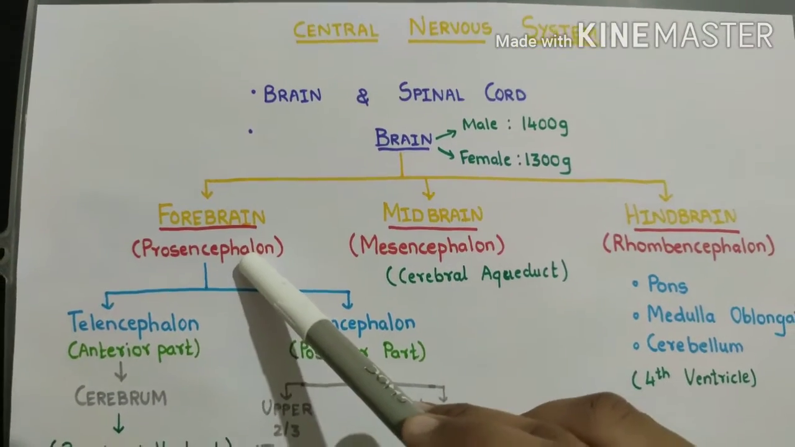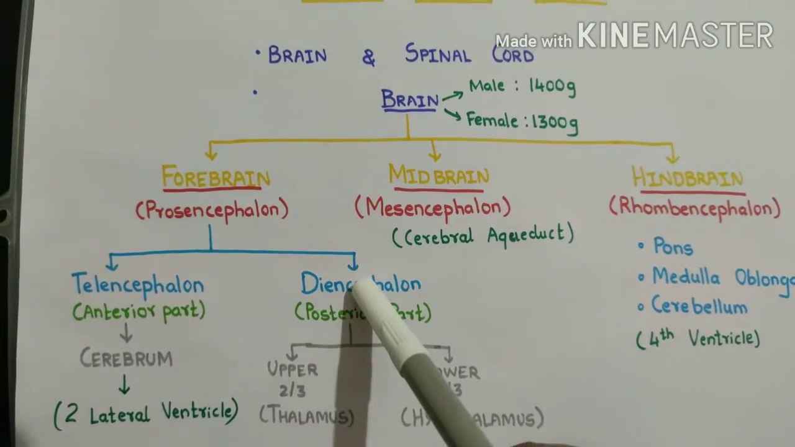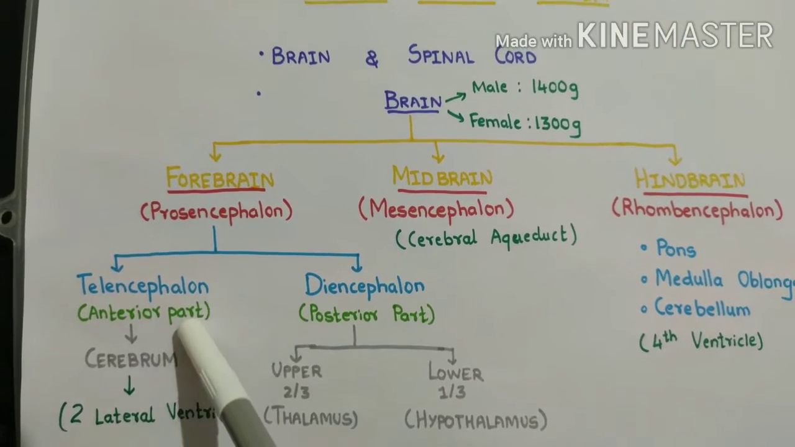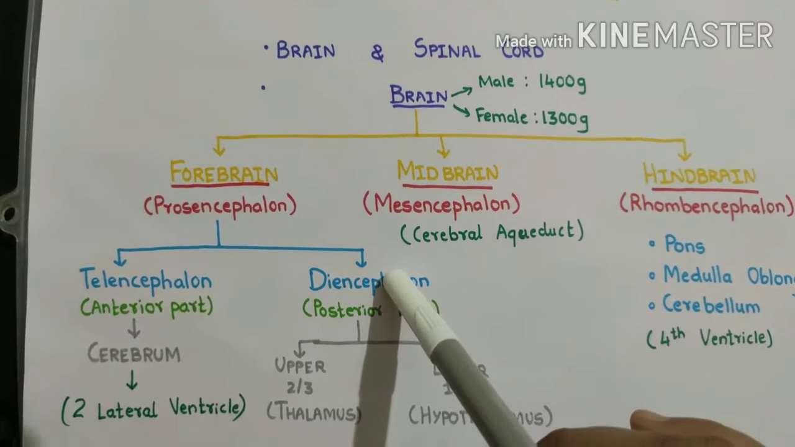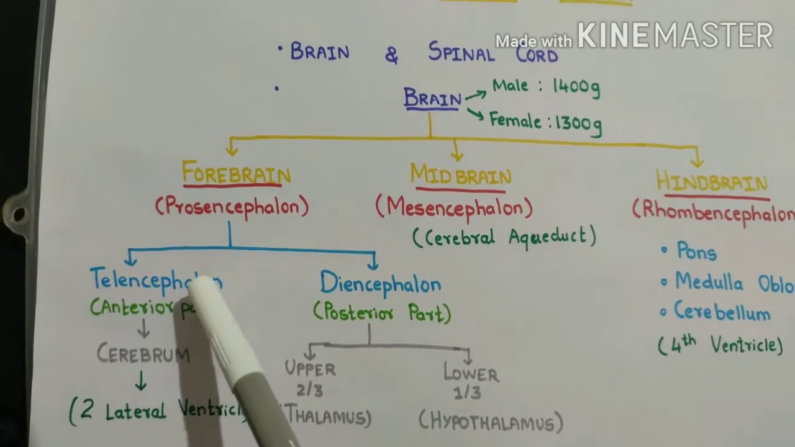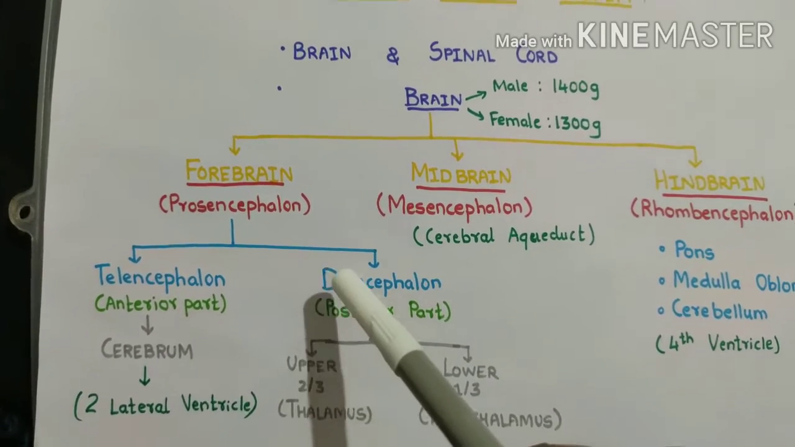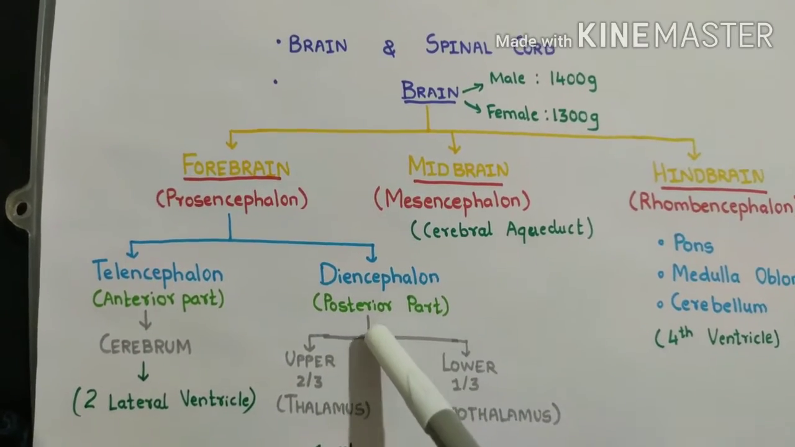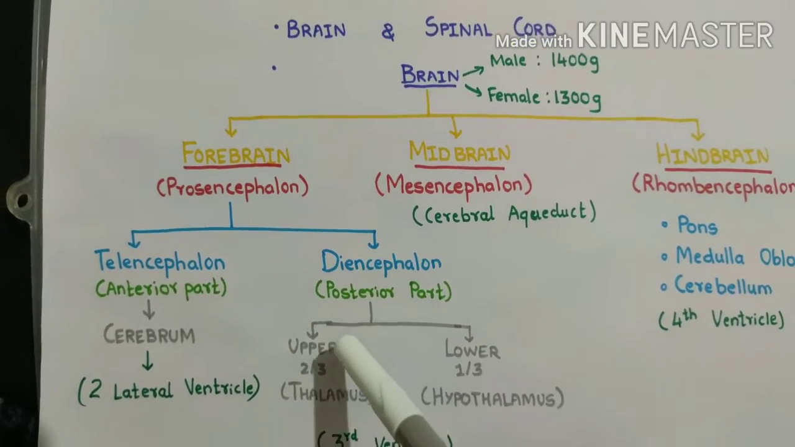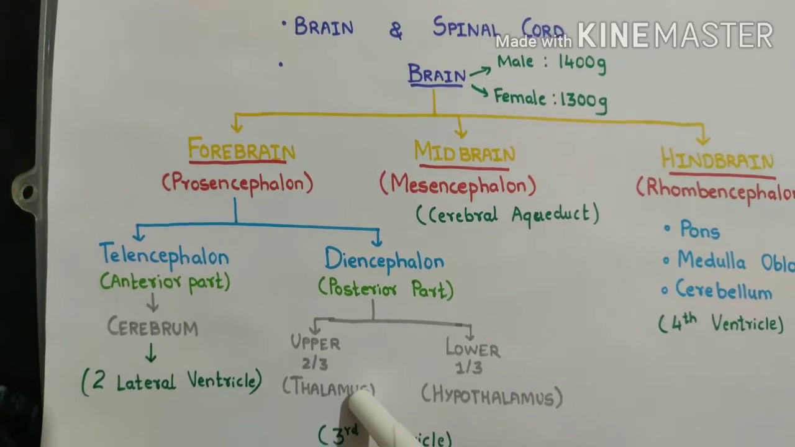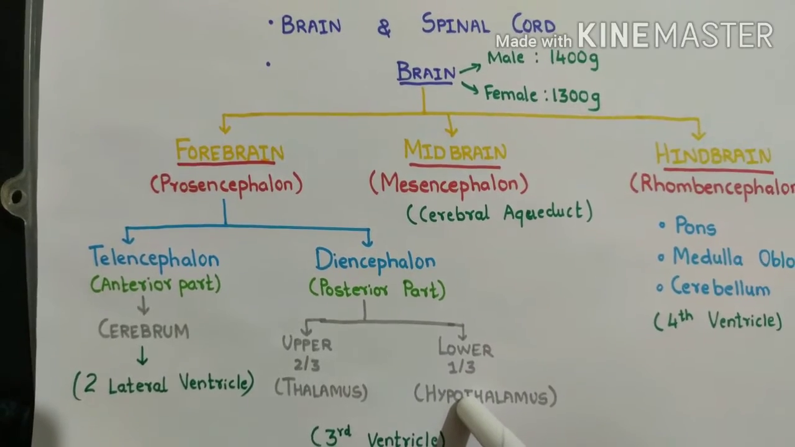Forebrain is the largest part of the brain. It is further divided into telencephalon and diencephalon. The anterior part is known as telencephalon, whereas the posterior part is known as diencephalon. Telencephalon forms the cerebrum or cerebral cortex. The diencephalon is further divided into upper 2/3 part and lower 1/3 part. This upper 2/3 part is known as thalamus and the lower 1/3 part is known as hypothalamus.